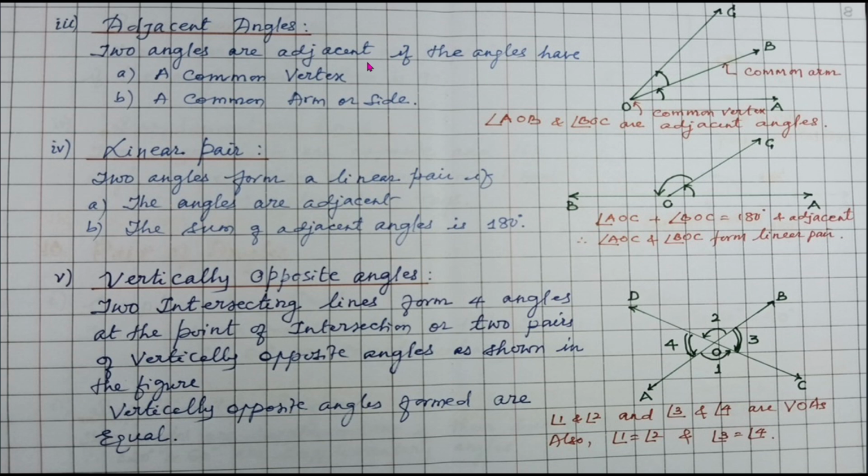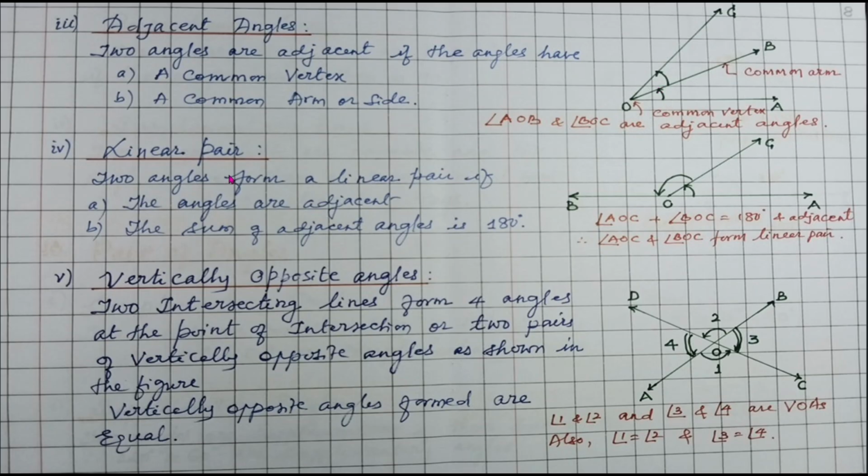Now adjacent angles. Two angles are adjacent if the angles have a common vertex and a common arm. For example, here angle AOB and angle BOC have a common vertex O and they have a common arm OB, and therefore angle AOB and angle BOC are adjacent angles.